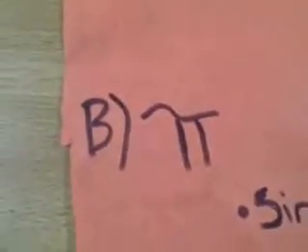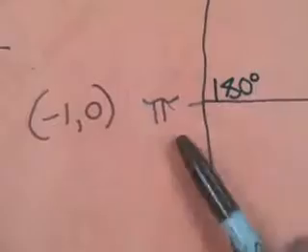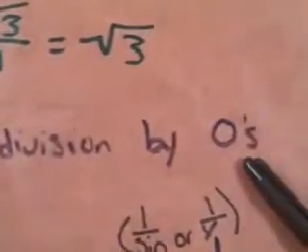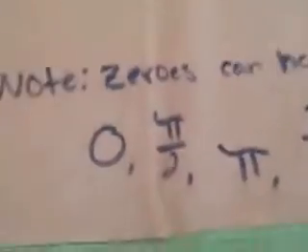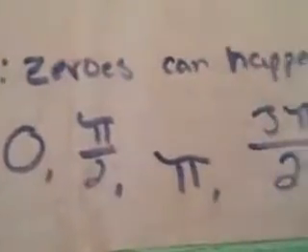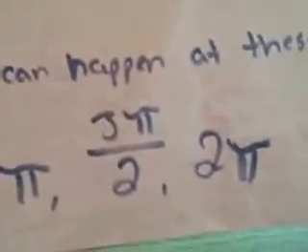Now for B, we're going to do pi, which is located right here on the unit circle. Note, with doing pi, you're going to hit some zeros, and there's no division by any zeros. The zeros can happen at 0, pi over 2, pi, 3 pi over 2, and 2 pi. And there you can see pi, which we're doing in this problem. So you start out with sine, which is y. So you go up to the unit circle and see that y equals 0. And then cosine, which is x. So you go over to the unit circle and see that that is -1.